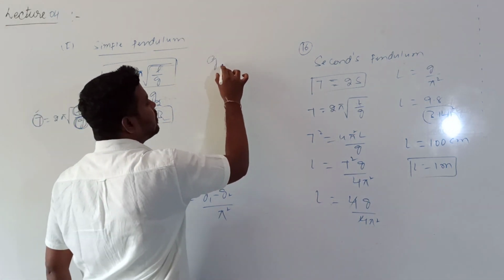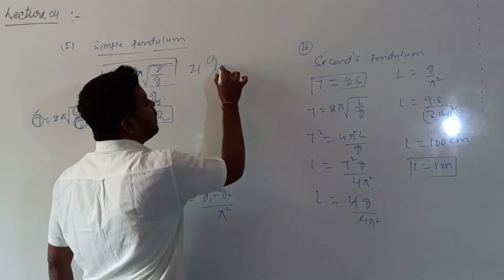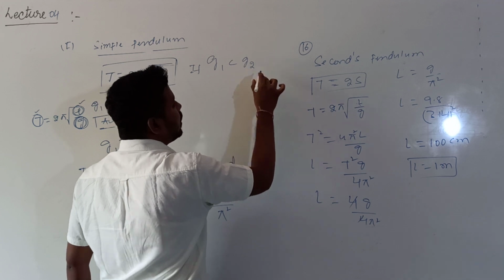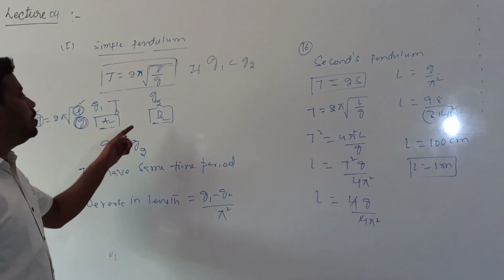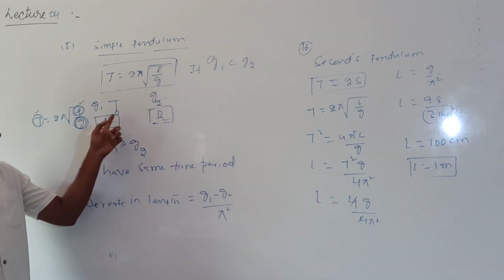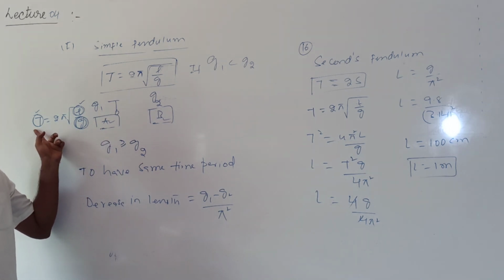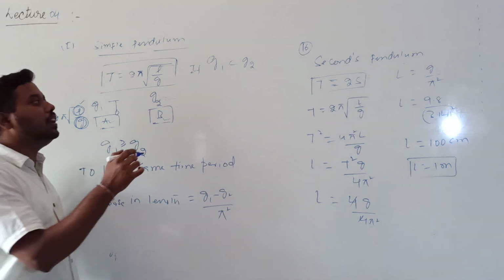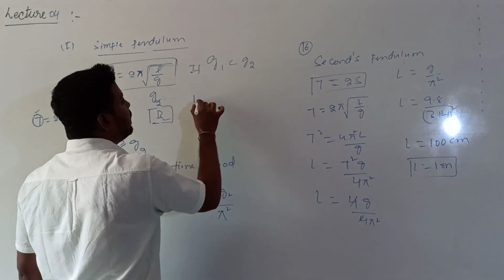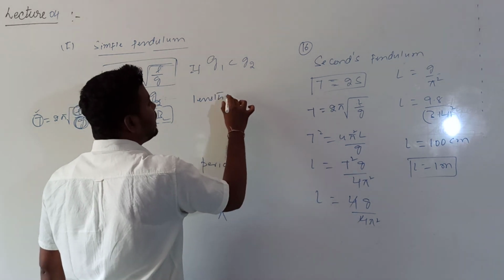One more possibility also there. If g1 value is less than g2, what does it mean? Acceleration due to gravity at place B is greater than A. So when acceleration due to gravity increases, what happens to the time period value? Time period value decreases. To maintain the same time period, what should I do? Length value should increase.